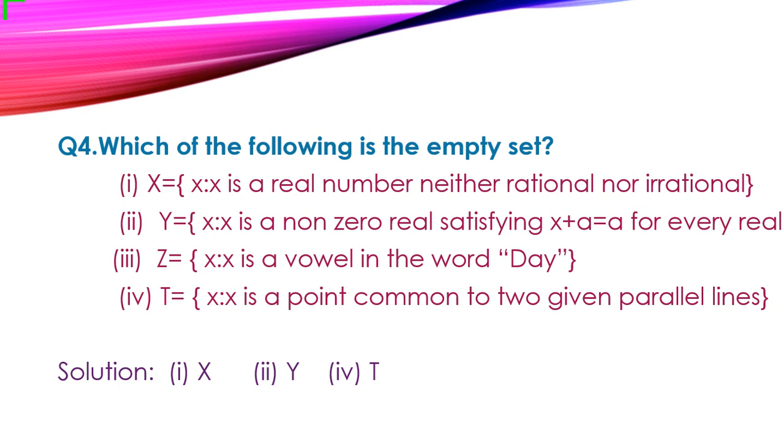Next question. T is equal to x such that x is a point common to two given parallel lines. Now go back to class 10 geometry. Now tell me, if you are given two parallel lines and you are asked to find one common point, will you be able to find it? The answer is no. So, no need to worry. If your answer is no, that means simple. Your set T is an empty set, right, students? Isn't it interesting? Yes. So, these are the questions I have collected for the empty set. Next.